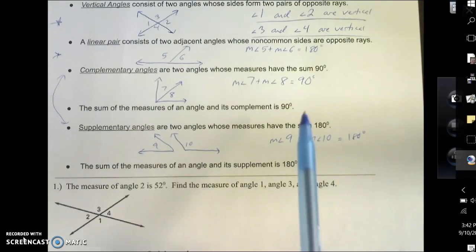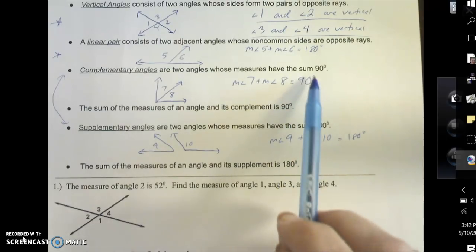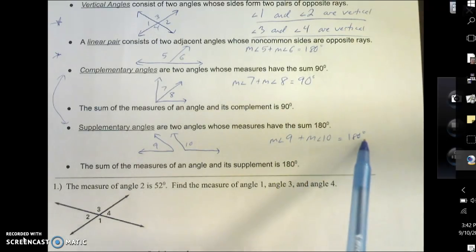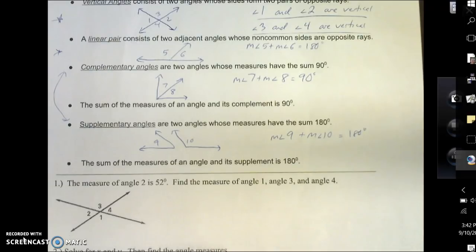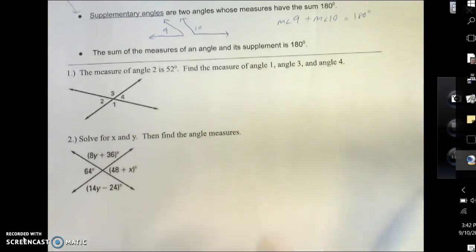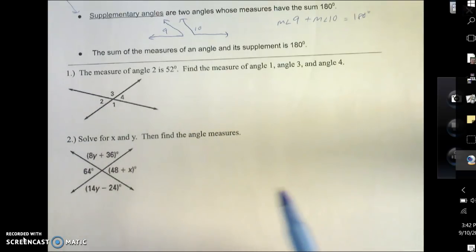Guys, one thing to point out, and I will stress this to you as we continue on the course, anytime we talk about degrees, please make sure you include the proper symbol, okay, because that does matter. Here we go. Number 1, the measure of angle 2 is 52 degrees. Find the measure of angle 1, 3, and 4.